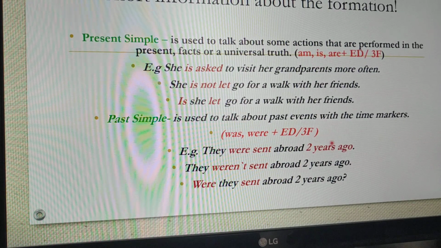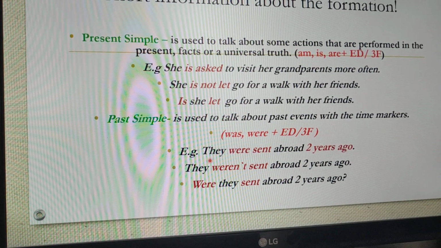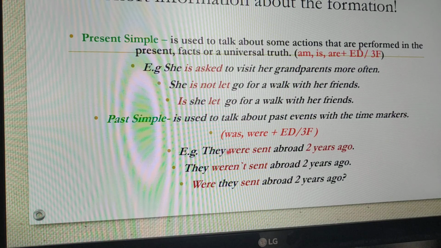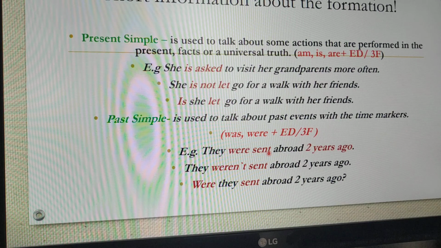Here is the formula and some examples. In the positive: They were sent abroad 2 years ago. I used "were" here because we have the pronoun "they" and it's plural, and "sent" is an irregular verb, so I used the third form.